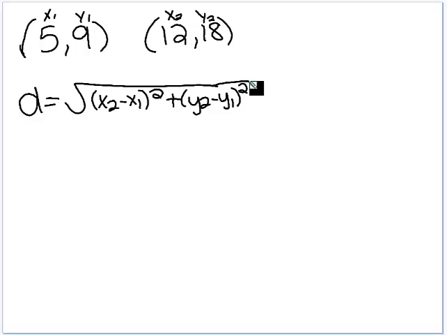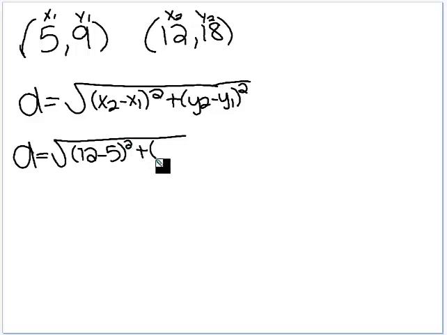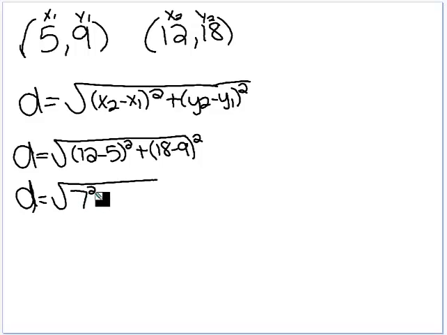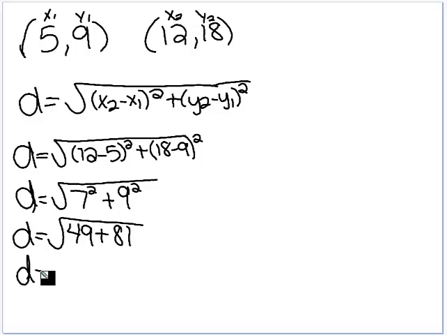So now that I labeled what each of these points are, I just plug them in. The distance equals the square root of, what's my x2? 12 minus my x1 is 5 squared plus, what is my y2? Minus my y1 squared. Okay, so my distance equals the square root of 12 minus 5 squared plus 18 minus 9 is 9. And then we have that squared. So my distance equals the square root of 7 squared is 49 plus 9 squared is 81. So my distance is going to equal the square root of 49 plus 81 is? 130. Good.